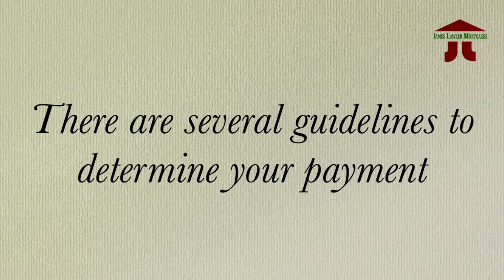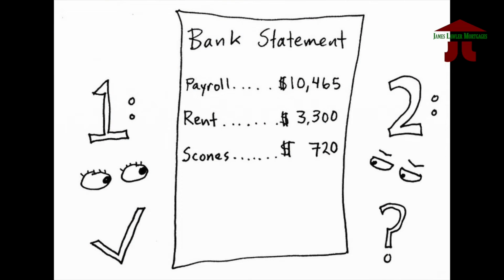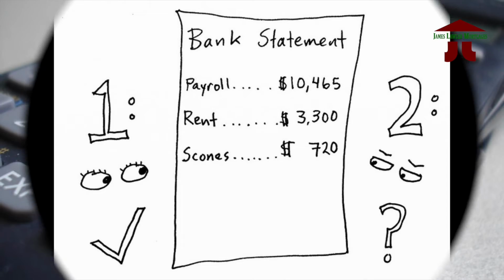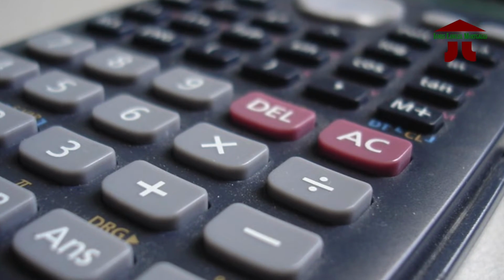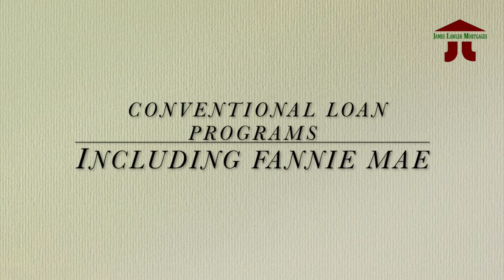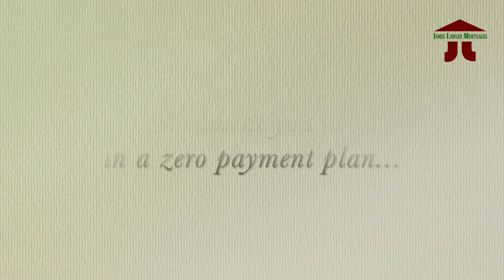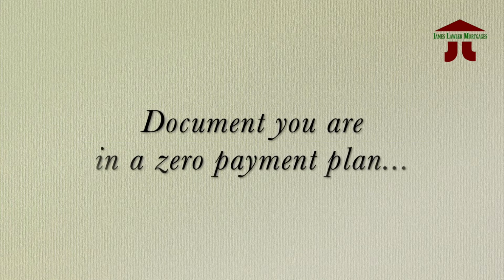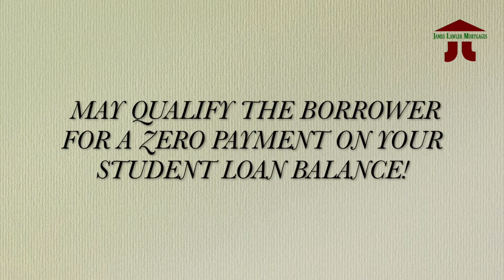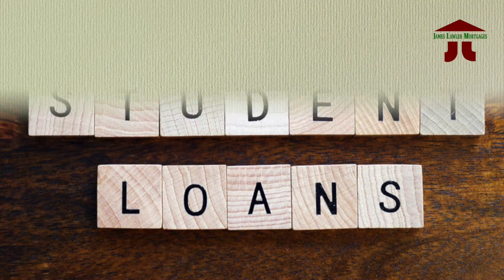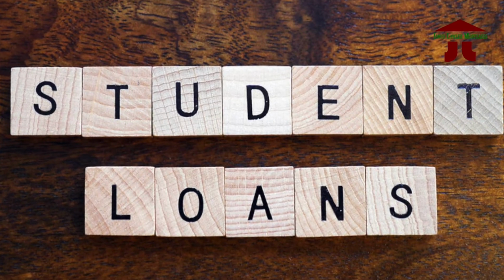Underwriters have several guidelines to determine the payment of the student loan balances. An underwriter may request a current statement. If no payment is reporting on credit, they might use the default calculation as determined by the program chosen, or in the case of a conventional Fannie Mae loan program, if you document you are in a zero payment plan, the underwriter may qualify the borrower with a zero payment on your student loan balance.